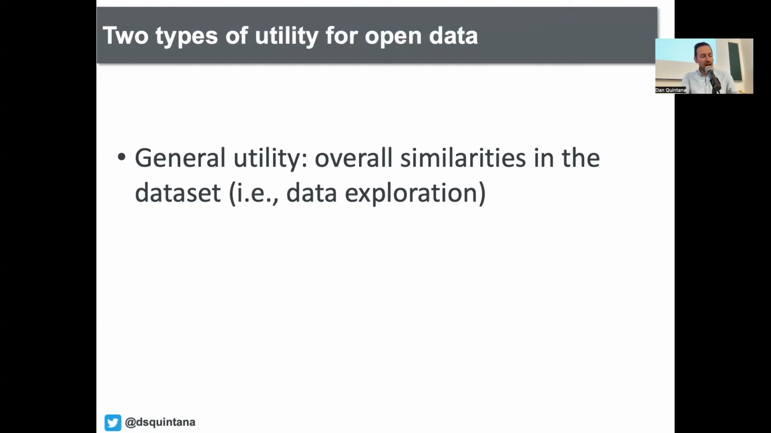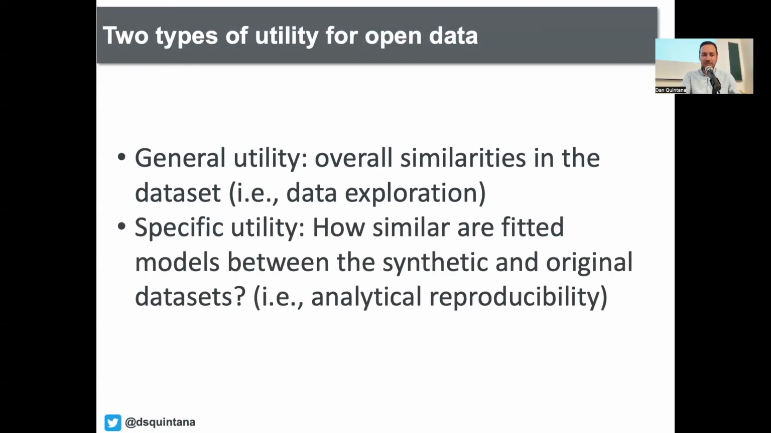So if you had people with a high school education versus no high school education, and there were 50 in one group and 20 in the other group in your original data, you want to make sure that things are quite similar in the synthetic data set. The second thing to look at is specific utility, and that is how similar are the fitted models between the synthetic and original data sets.